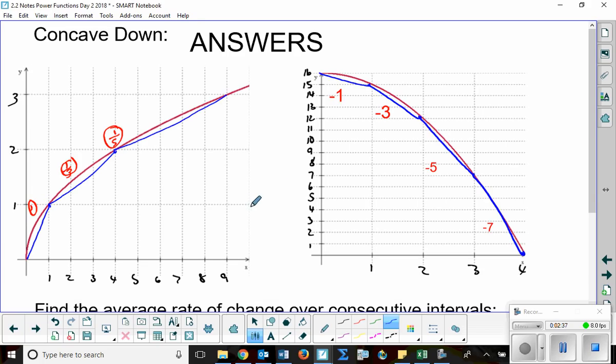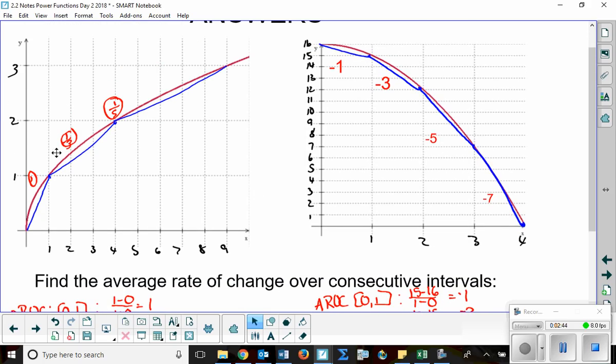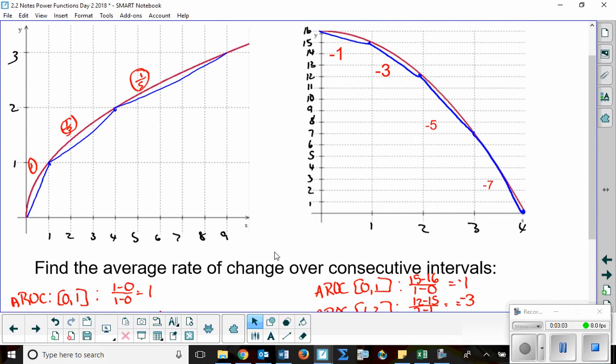All right, you should have found the average rates of change on those intervals. You should see that the average rate of change here went from 1 to 1/3 to 1/5. And then over here you should see it went from -1, -3, -5, and -7. Here's the work, and hopefully you're seeing that over increasing intervals the average rate of change is decreasing. Same thing over here. And because both of the average rates of change are decreasing, that is why both of these functions that are curving down like that are concave down.